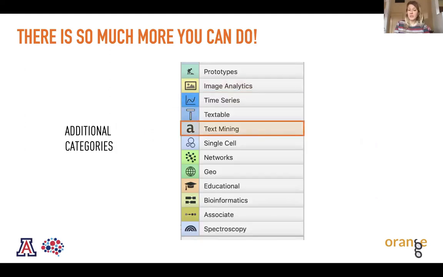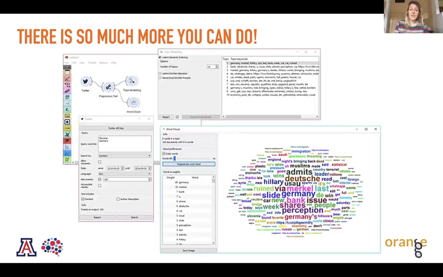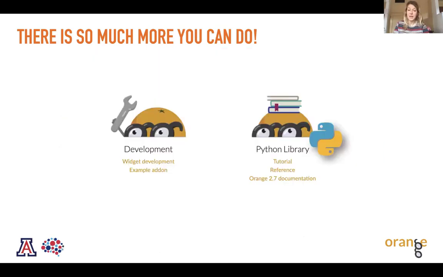Another interesting additional category is text mining. Text mining allows you to mine text from Twitter, and you can see the most cited words. You can also use PubMed, perform queries, and then visualize the most used words in the abstracts. So you can do a bit of preprocessing of the text with text mining.